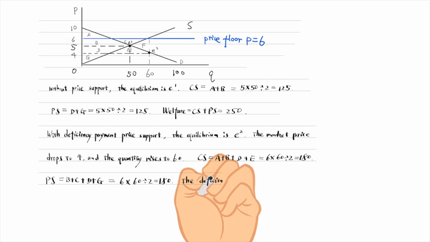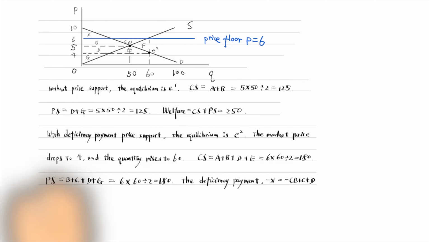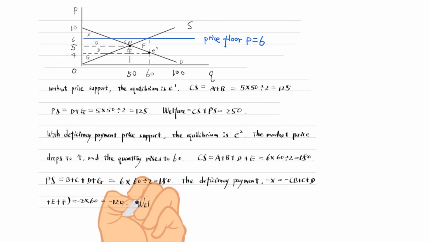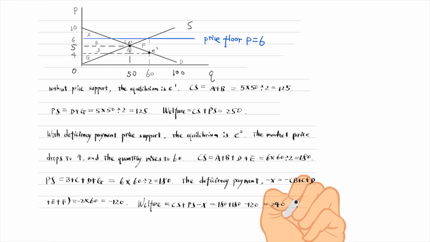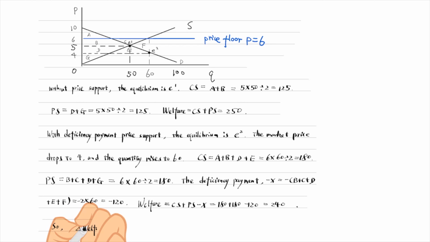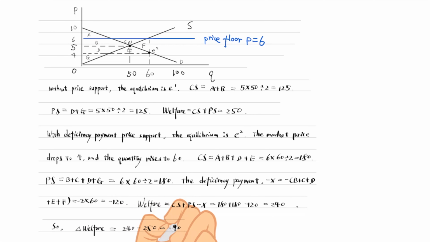The government deficiency payment is the rectangle area of B plus C plus D plus E plus F, which is 120. Government deficiency payments are a negative component of social welfare. Social welfare is the sum of the three components above. It is 240. Compared to the case without price support, the welfare falls by 10, which is a deadweight loss to society.